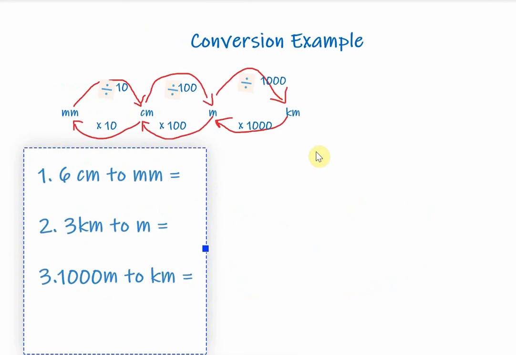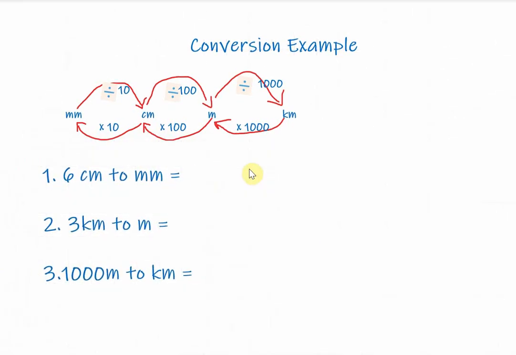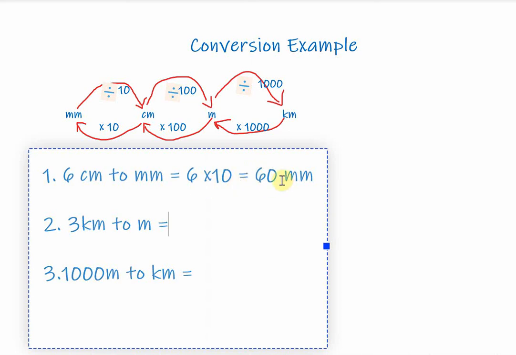Let's look at this example. As I suggested, before you do any conversion, put this diagram in your worksheet. So I already have this diagram. I'm going to start doing my questions. The first one here, I want to convert 6 centimeters to millimeters. I'm going from the biggest unit, centimeter, to the smallest unit, millimeter. If I am going from biggest to smallest, I need to use the arrow down, which shows that I need to do the multiplication. So 6 times 10 is 60 millimeters.